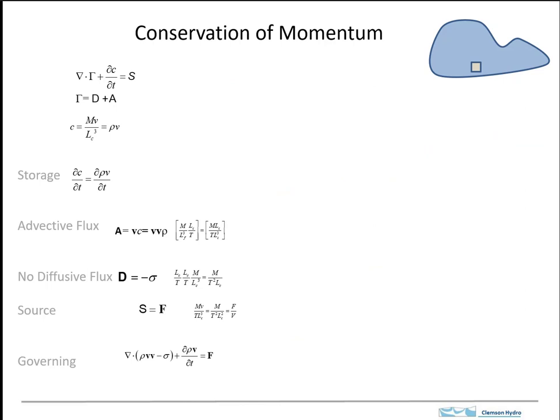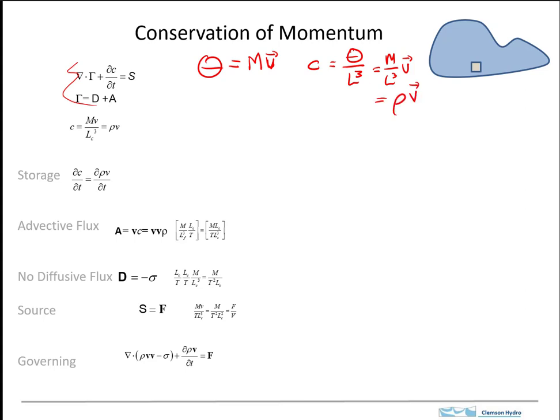Now, conservation of momentum will take a similar approach. We're going to use this as the starting point, except now the thing that we're going to conserve is momentum, which is mass times velocity, and then little c, following convention, will be cap theta per unit volume, and that's going to be equal to mass per unit volume times velocity, and that's just going to equal density times velocity.